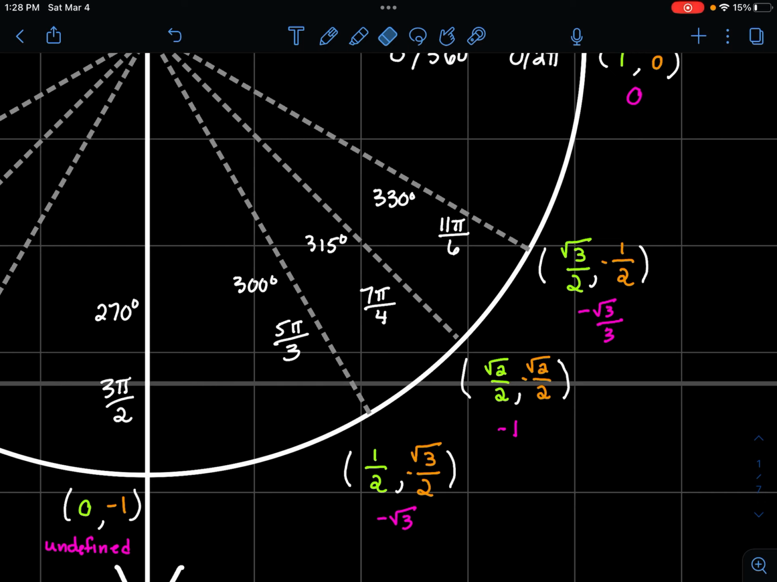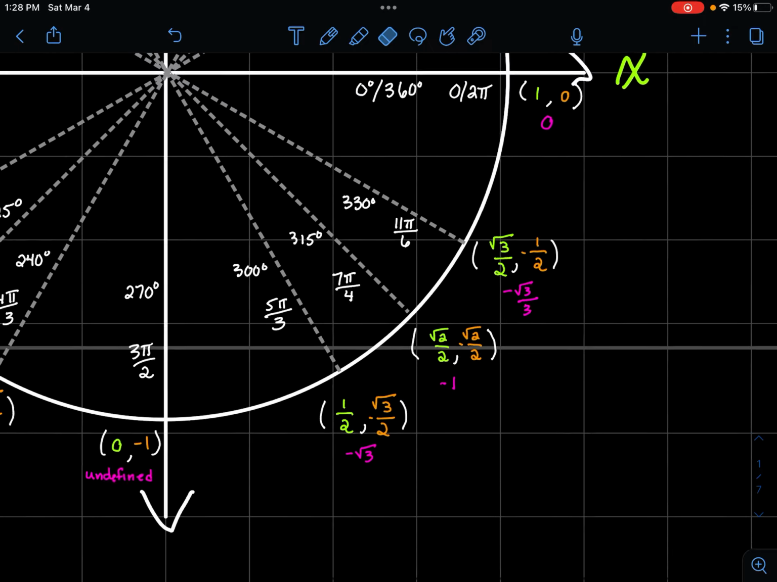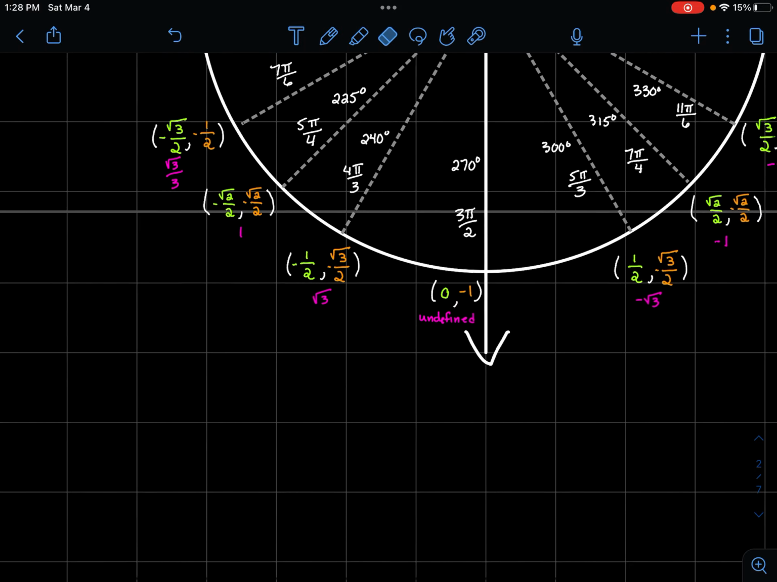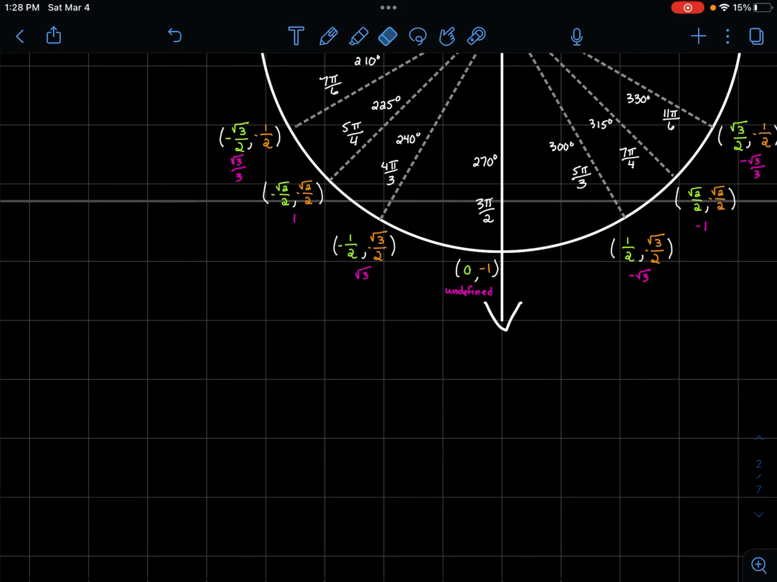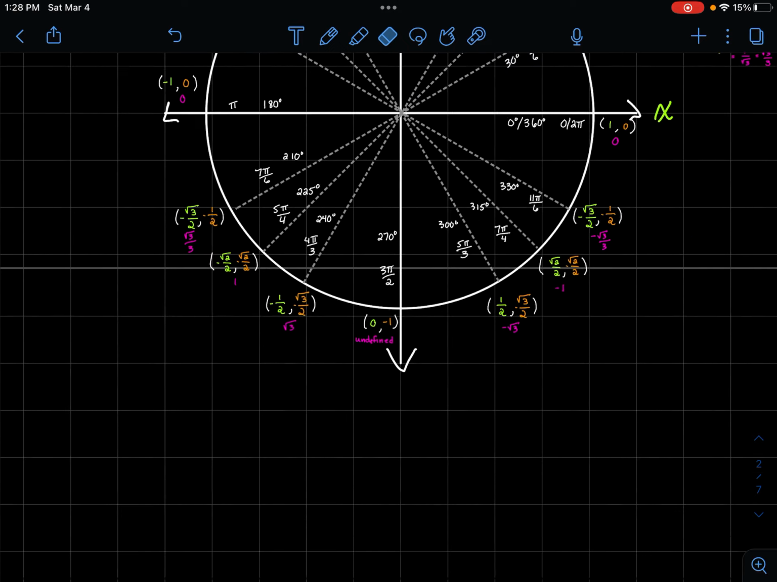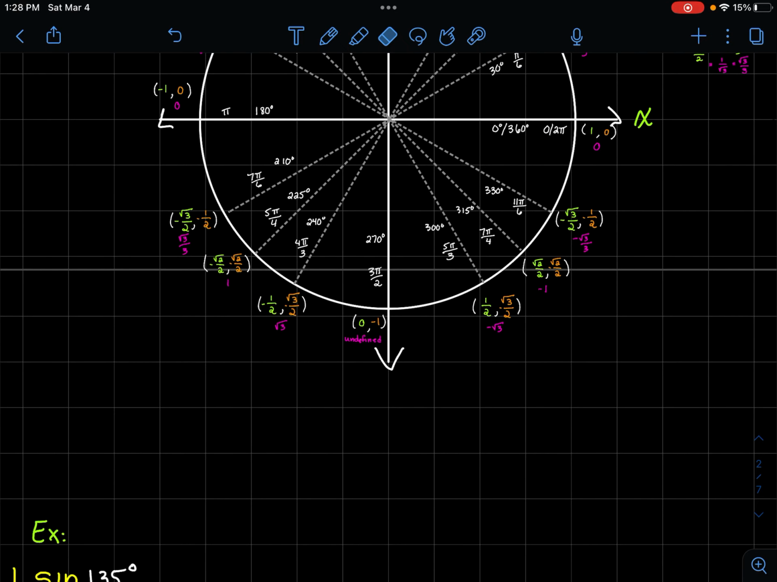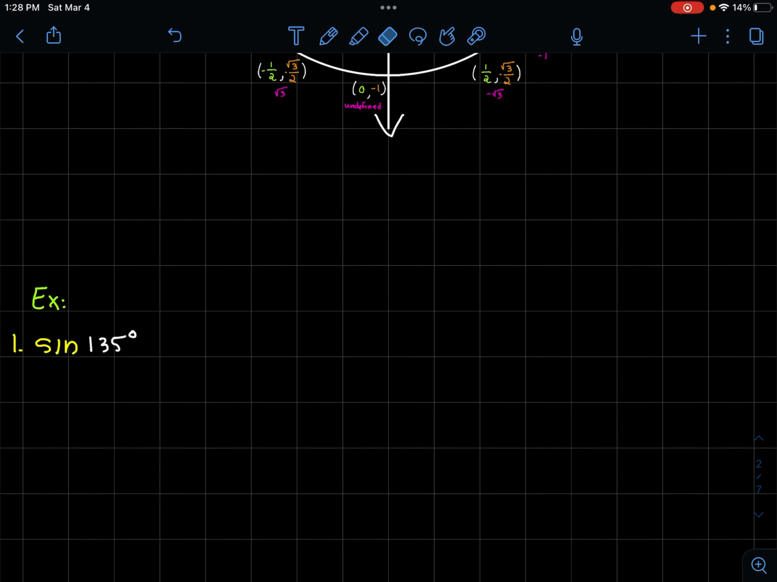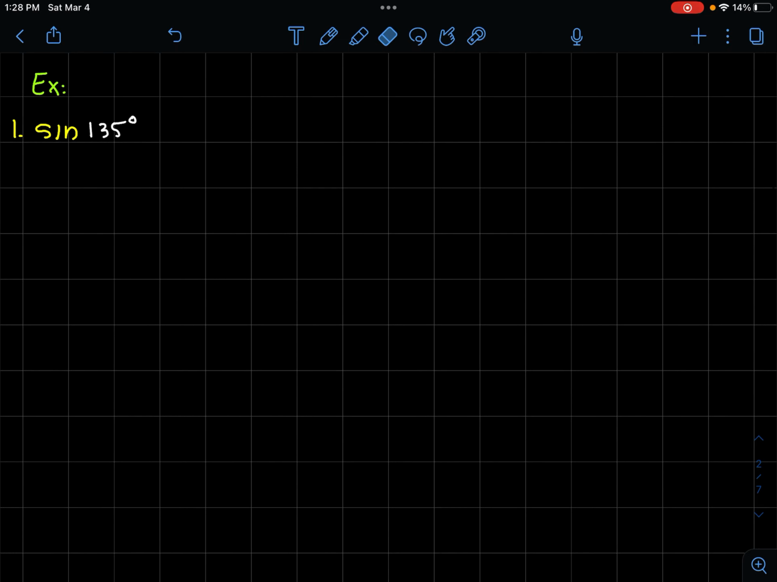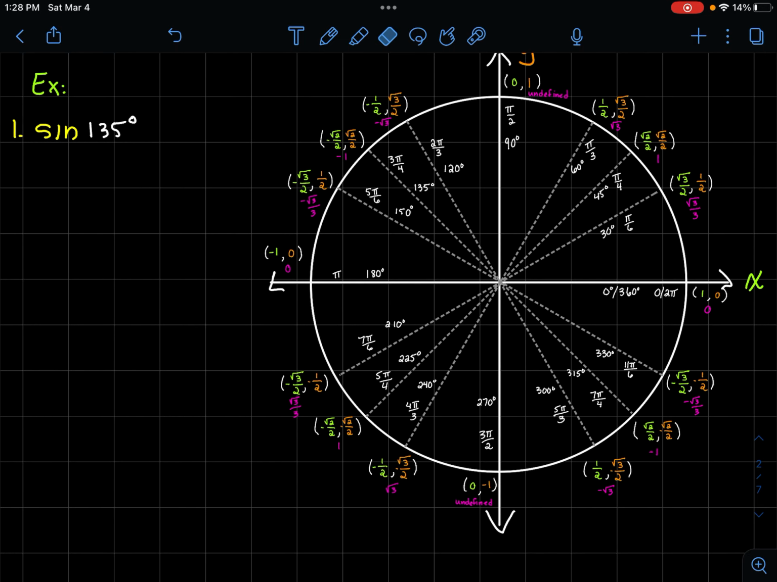Now we don't have to worry a lot about reference angles. We don't have to worry about trying to make right triangles. We can then just go in and use our unit triangle as a reference, more or less. So let's try an example of finding a trig function here. Okay, so let's do the sine of 135 degrees.